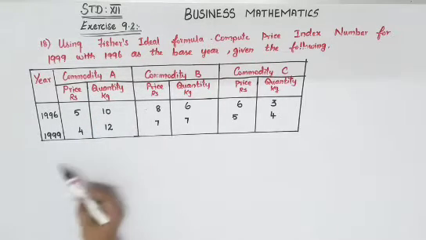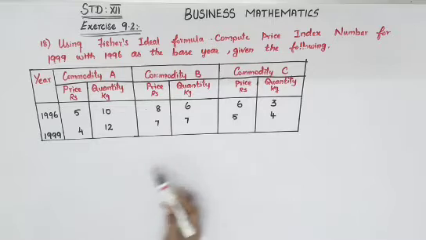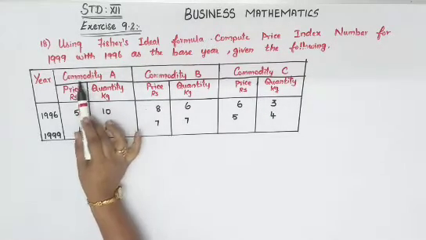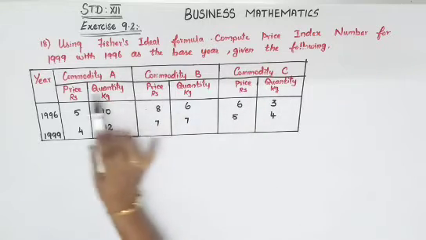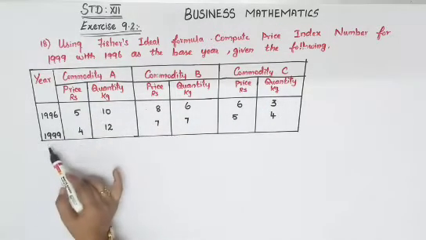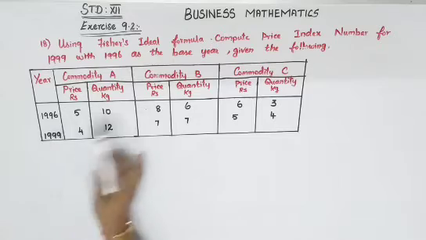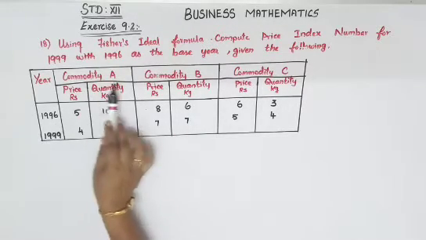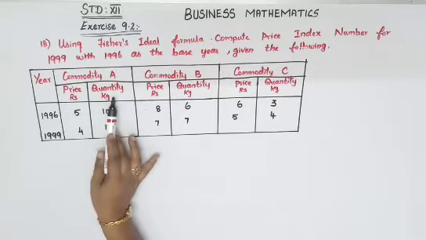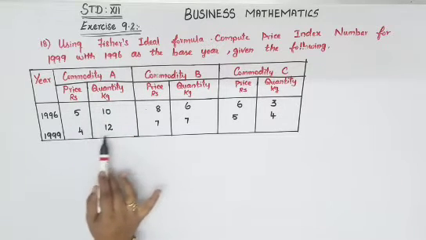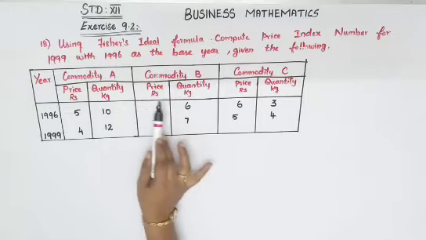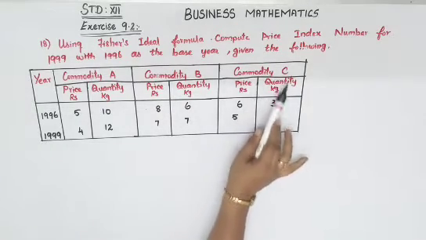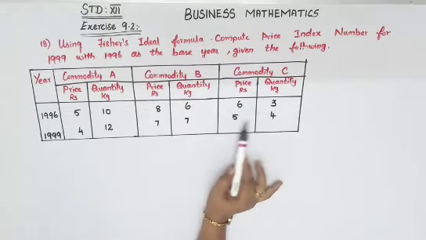Normally the question will be given as commodities, then the year, then price and quantity. Here they have just changed it and given the commodity along the horizontal side and the year along the vertical side. Normally this will be here and this will be here, so be careful when you are taking it. Commodity A: price and quantity are 5, 10, 4, 12. Commodity B: price and quantity 8, 6, 7, 7. Commodity C: price and quantity 6, 3, 5, 4.